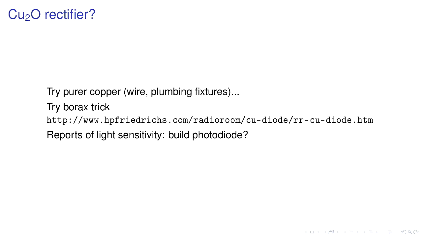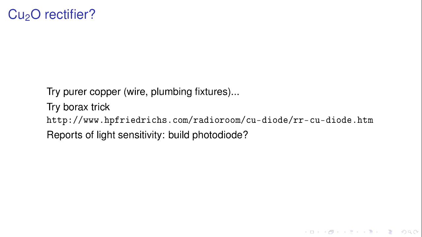The other thing is that some people report that the cuprous oxide is light sensitive. You can actually get a small voltage if you shine a bright enough light onto the cuprous oxide junction. You can also see that the diode behavior changes a little bit with light. So it could be that we can make a light-dependent diode here, and that could make an interesting project later on. But that's all to try later.